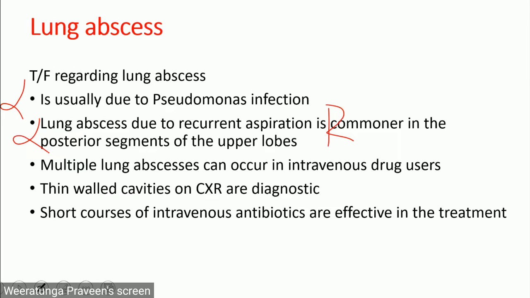Because in right-sided endocarditis, the vegetation on the right heart breaks away into the lungs, causing multiple abscesses. And you can link up multiple lung abscesses with IV drug users because they get a lot of right-sided endocarditis.